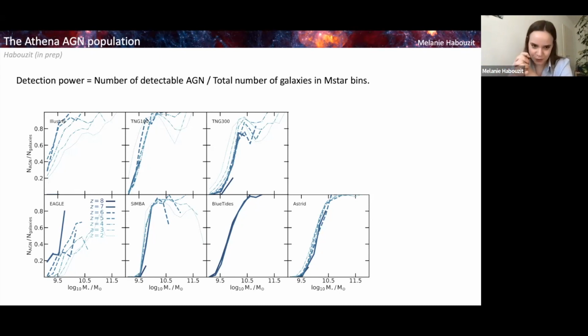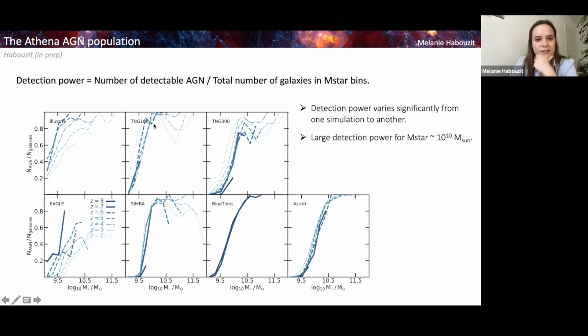What we see first is that the detection power is different according to the simulation. It varies from one simulation to another, but there are some similarities. So for example, if we look at the TNG simulation, for galaxies of 10^10 solar masses and higher, there is a high detection power, meaning that with Athena, and I think this is the sensitivity of the deep survey, but we can do it for any survey, we will basically be able to see almost all galaxies in a stellar mass bin of 10^10 solar mass. Because those galaxies have AGN, we will be able to see them through the eyes of Athena.